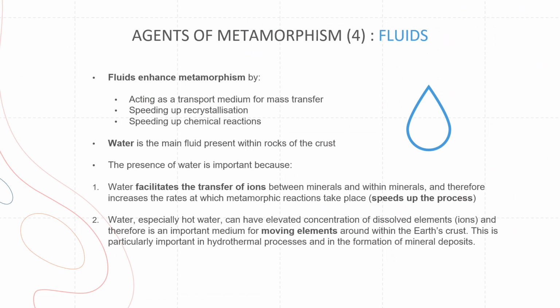Our last agent of metamorphism is fluids, and fluids enhance metamorphism by acting as a transport medium for mass transfer. It speeds up recrystallization and it speeds up chemical reactions. And by fluids, we're mostly talking about water, because water is the main fluid present within rocks of the crust. And the presence of water is especially important because this facilitates the transfer of ions, and when you have this transfer of ions between minerals and within minerals, it increases the rate at which metamorphic reactions take place. In other words, this speeds up the process.